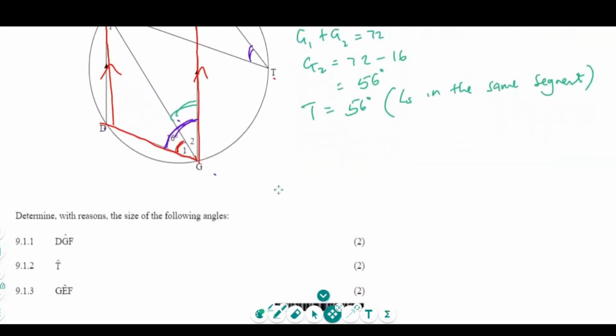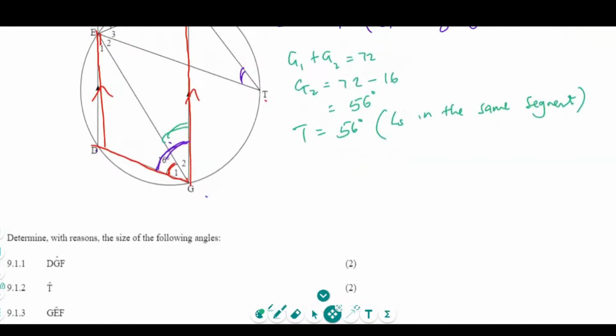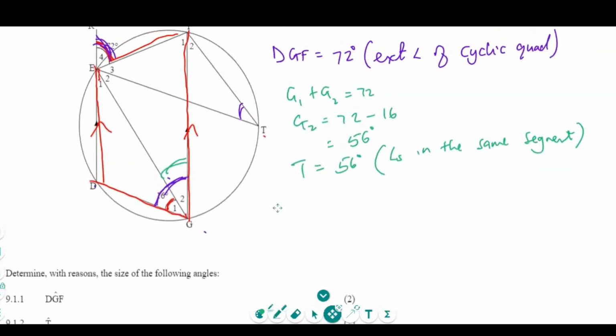And then they want GEF. Where is GEF? They want this angle here. Guys, what are we going to do? Should we find E1 first?